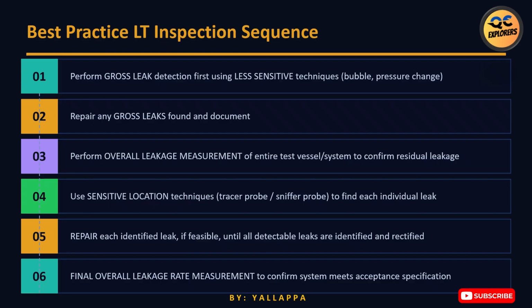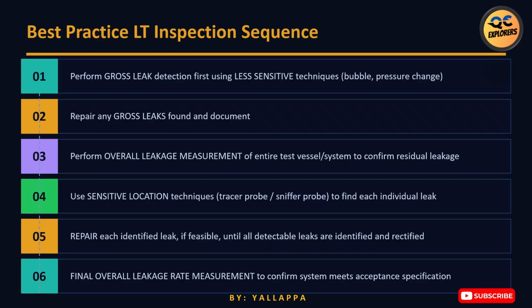Step 6. Final acceptance testing. This step is frequently overlooked by inexperienced personnel. After repairs, repeat leakage measurement. Confirm compliance with acceptance criteria. Never assume repairs were successful. Verify. Always verify.